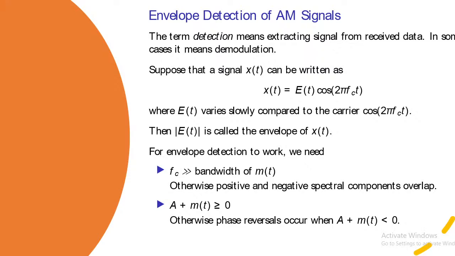Now, for envelope detection to work, you require f c to be much greater than the bandwidth of m(t). Unless it is much greater than the bandwidth of m(t), positive and negative spectral components will overlap and you cannot separate them. This is condition one. There are two conditions. The second condition is A plus m(t) should be greater than or equal to 0. Unless this happens, when A plus m(t) is less than 0, there will be phase reversal. Again, you cannot detect. So two conditions are there.